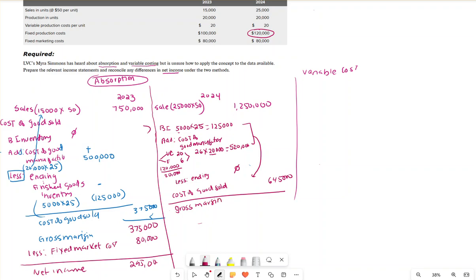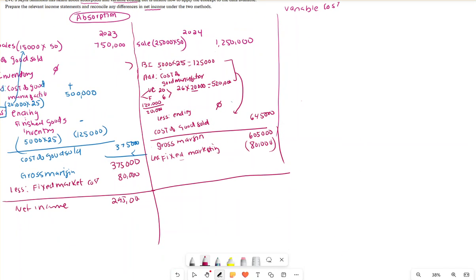case it is my 605,000, my less my fixed marketing expense, and that is my 80,000, and that will give me a net operating income or a net income. So that will be my net income for 2024, and that will be your 525.